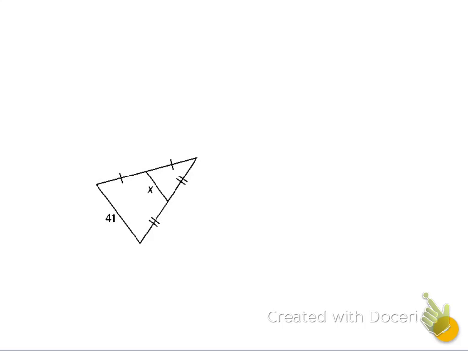Okay, so we're going to do the same thing again. If I know what half of 41 is, it should equal x. So we just take 41 divided by 2, and x should equal 20.5.